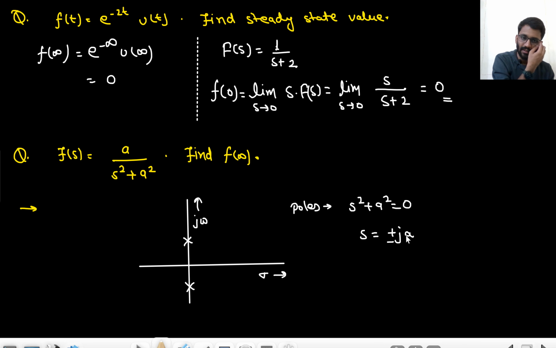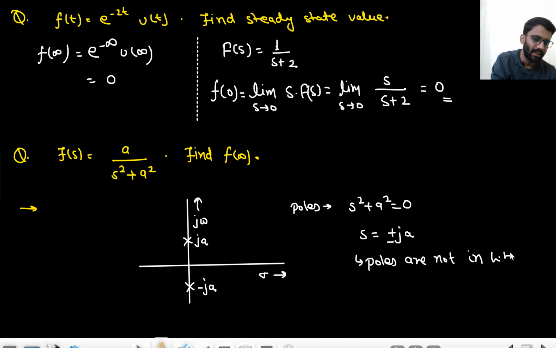Are you getting my point? This is the j omega axis, the imaginary axis. So one pole will be here and the other pole will be here. So the poles are lying on the imaginary axis. Poles are not in the left hand side of the plane, right? So final value theorem is not applicable. Theorem not applicable. Okay, this is the first thing you can see.